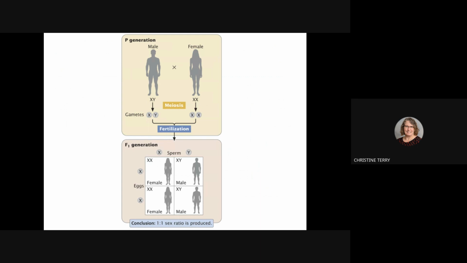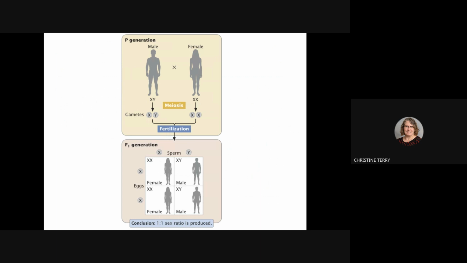Okay, so now we're going to get into sex linkage. Before that, I want you guys to think about what's happening with the X and the Y chromosome during meiosis, right? A female who has two X's, half the gametes would get one of the X's, half the gametes would get the other X. For the males, half the gametes would get an X, half the gametes would get a Y.